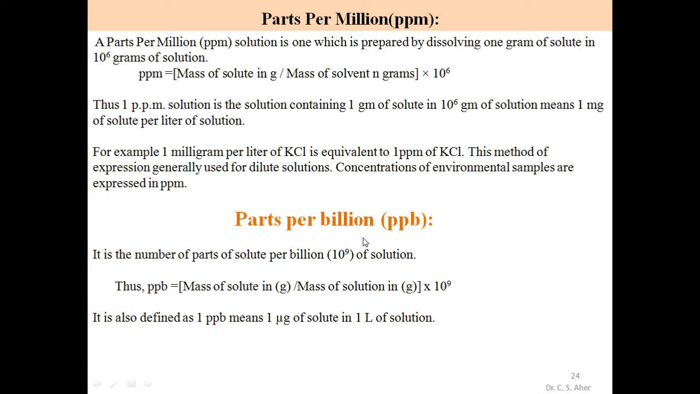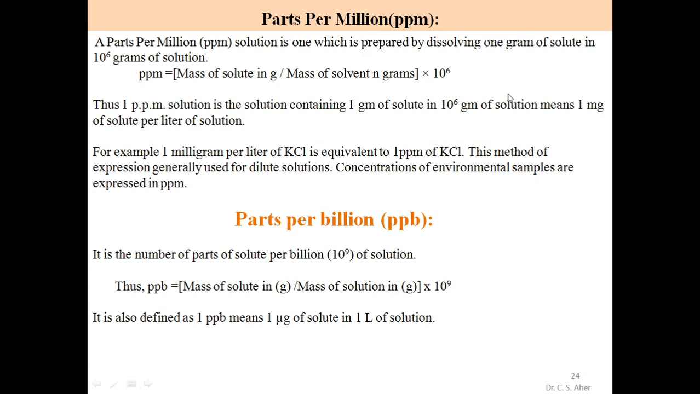What is part per billion? Similar to this, only instead of 10 raised to 6, we have billion, that is 10 raised to 9. So it is the number of parts per 10 raised to 9 parts of solution. The formula is mass of solute in gram divided by mass of solution in gram into 10 raised to 9. It is also defined as 1 ppb means 1 microgram of solute in 1 liter of solution.